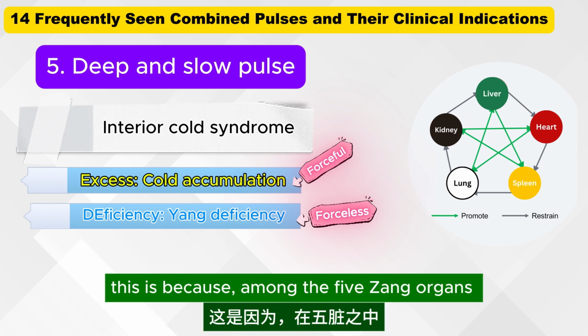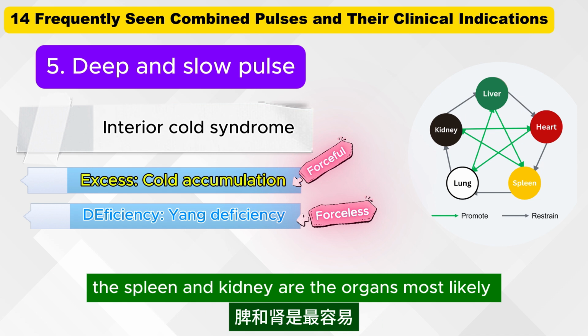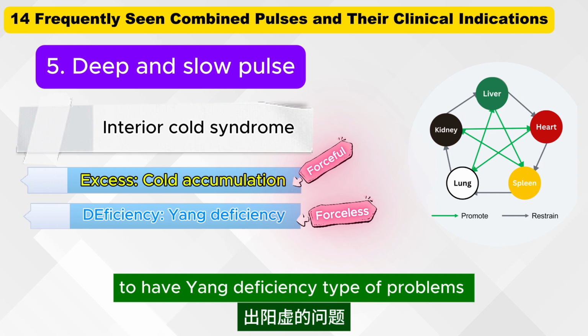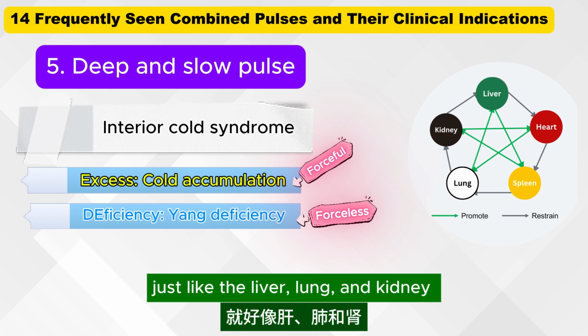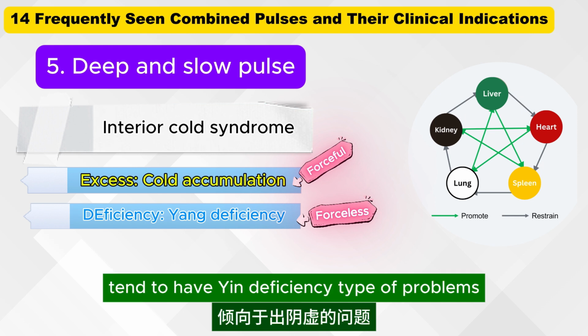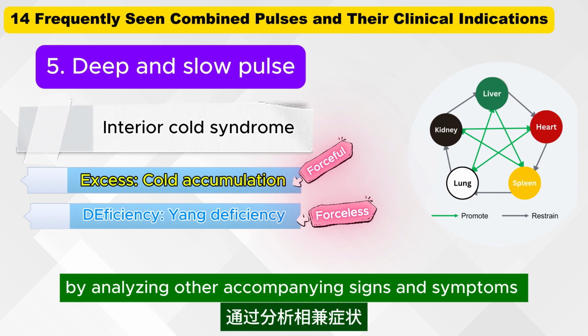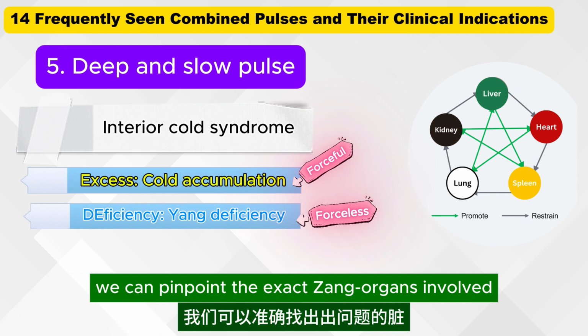This is because among the 5 Zang organs, the spleen and the kidney are the organs most likely to have yang deficiency type of problems, just like the liver, lung, and the kidney tend to have yin deficiency type of problems. By analyzing other accompanying signs and symptoms, we can pinpoint the exact Zang organs involved.